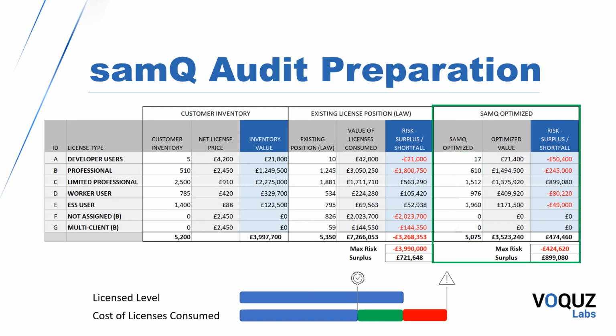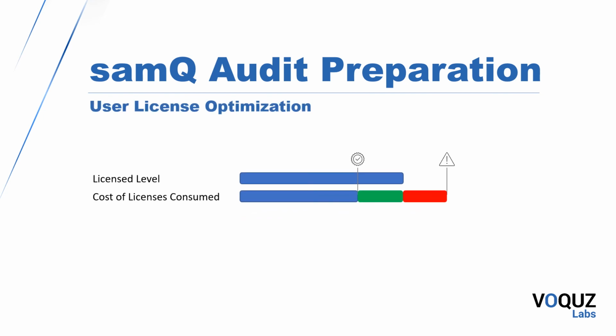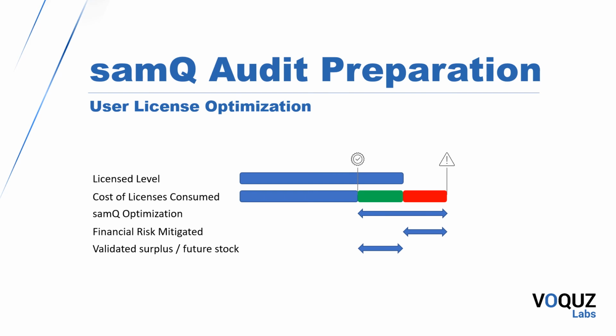Here, the value of licenses consumed has dropped from 7.2 million to 3.5 million, taking the customer from a net audit risk of 3.2 million to a surplus of 474k. samQ allows customers to fully optimize user licensing. It allows them to identify and mitigate financial risk and validate surplus shelfware that can be exchanged for other software or held in stock to cover future licensing requirements.